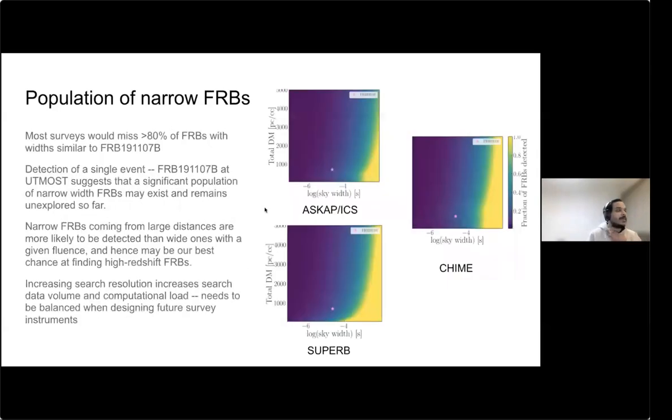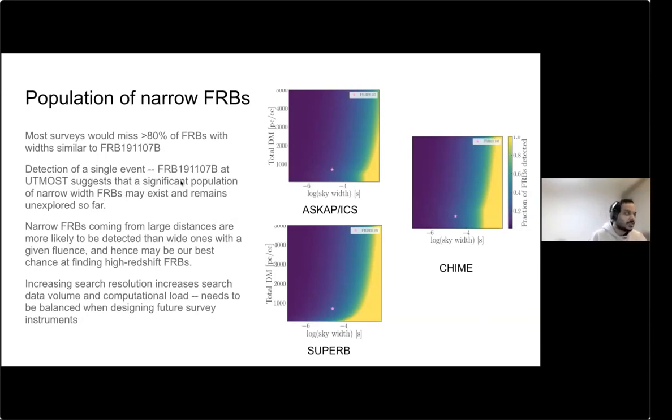And if we look at some other major surveys that are currently active, for example, the ASKAP incoherent survey, the CHIME FRB survey, the SUPERB survey, FAST, and Parkes, these also don't do very well, and all of them seem to miss at least 80% of FRBs with widths similar to 191107. So therefore, detection of a single event at ASKAP suggests that a significant population of narrow width FRBs may exist and remains unexplored so far. Now, this obviously is consistent with what Nemo and Danica have emphasized.